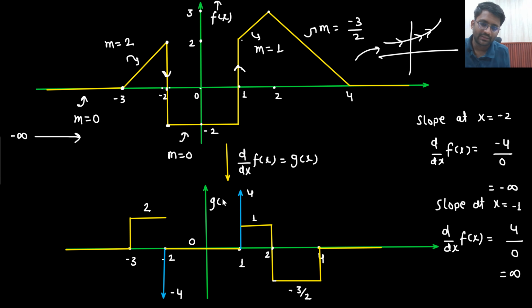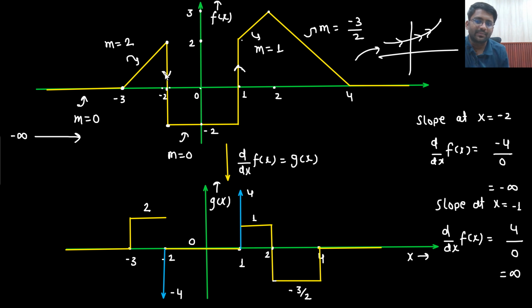This is your g(x) versus x. So between minus 3 to minus 2, the slope is 2. Between minus 2 to 0, the slope is 0. Between 0 to 1, the slope is 0. Between 1 to 2, the slope is 1. Between 2 to 4, the slope is minus 3 by 2. Between 4 to infinity, the slope is 0.